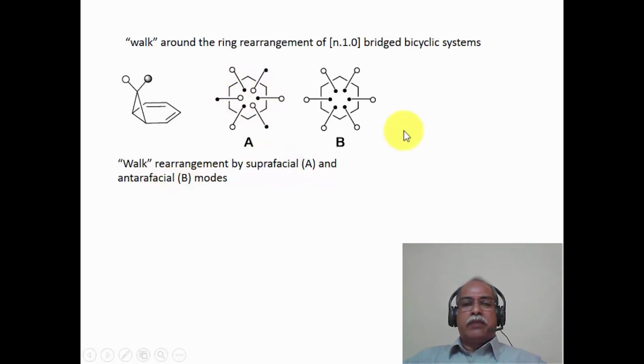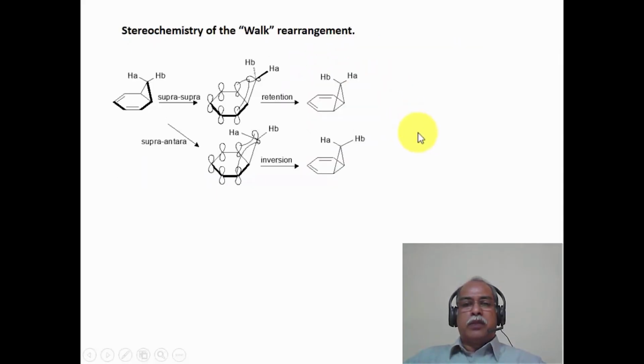If it is an antarafacial migration of the rearrangement, then what was remaining as the exo substituent will remain exo throughout the migration. What was originally an endo substituent will remain as an endo substituent throughout the migration, which is explained by this mechanism of retention and inversion of stereochemistry. In one case, the suprafacial migration is taking place. The other way, antarafacial migration is taking place with respect to the sigma bond that is being broken in the course of rearrangement.